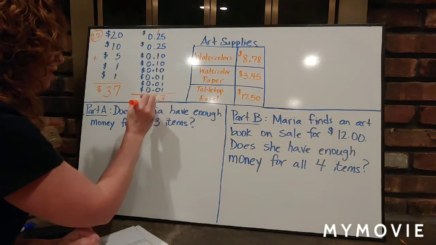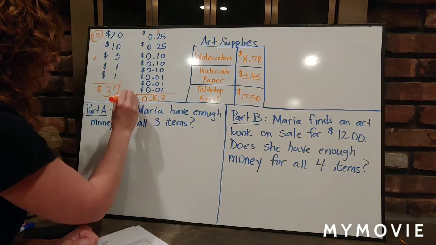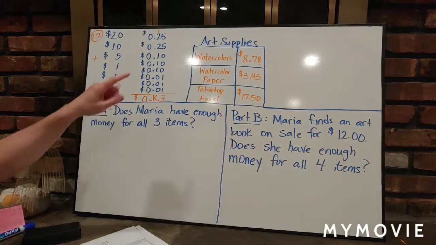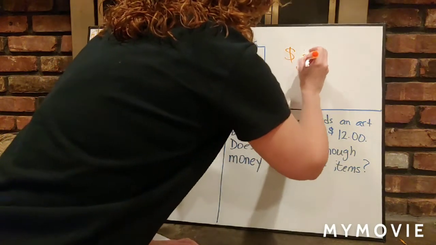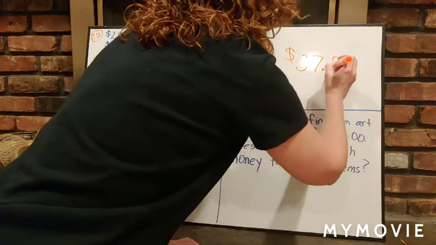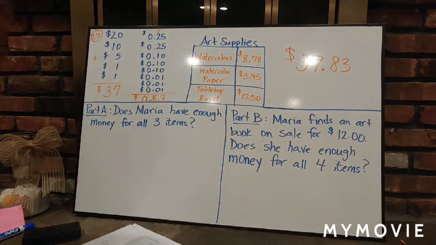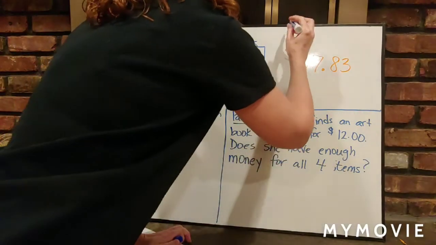Bring the decimals straight down. Our ones column is all zeros. So she has 83 cents and she has $37. So over here, we're going to write how much she has. That way we don't forget. So Maria, hi Maria. Maria has $37. I'm going to write that on the top here.